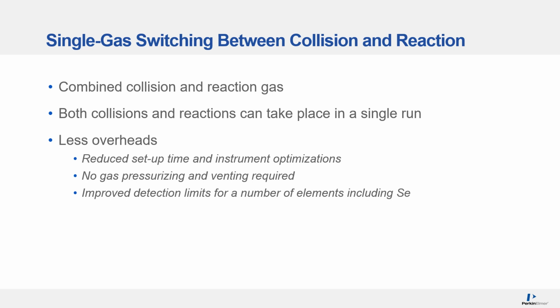So single gas switching between collision and reaction is using a combined collision and reaction gas, and both collisions and reactions can take place in a single run, just by varying the tuning on the cell. The benefits of this are that there are less overheads, meaning there is reduced setup time and instrument optimizations. There is no gas pressurization or venting required because we are using one gas, we are not switching gases. And you can get improved detection limits for a number of elements, including selenium.